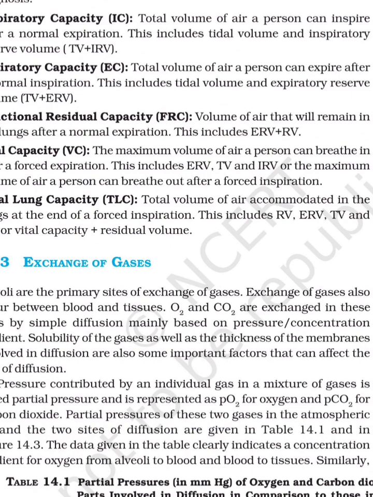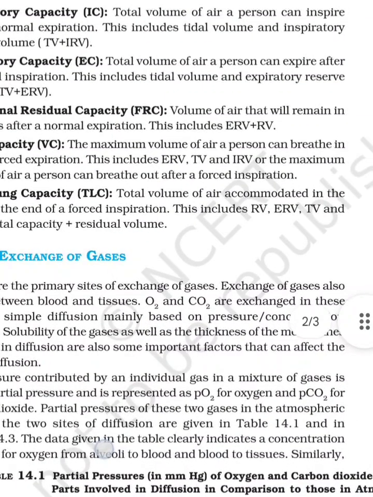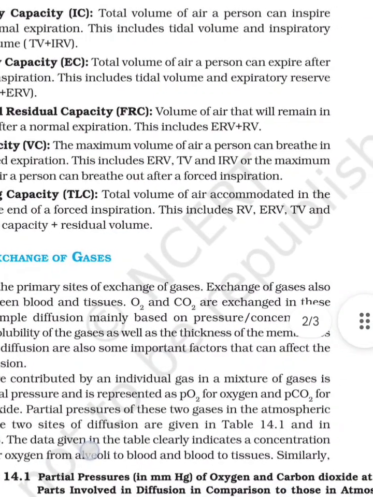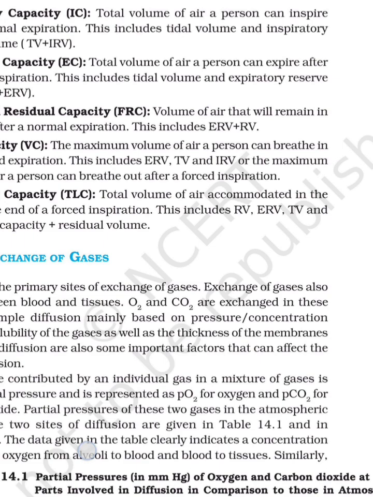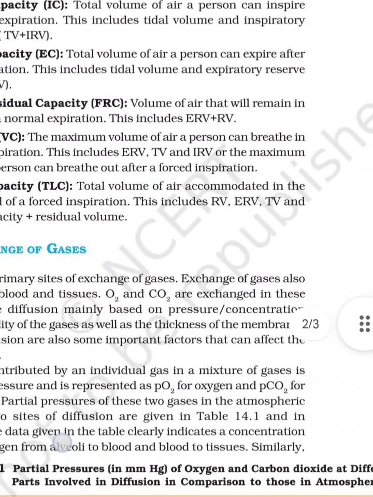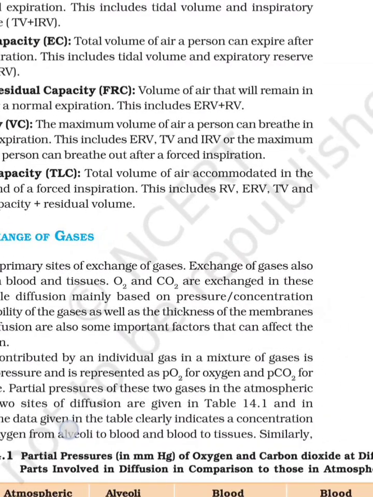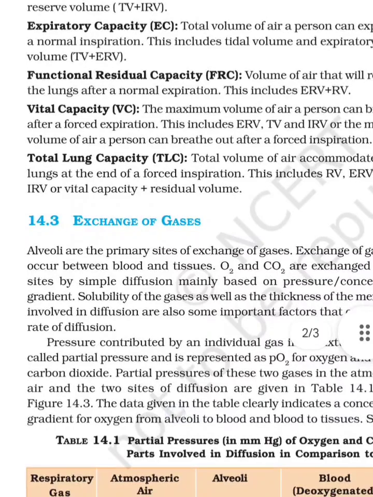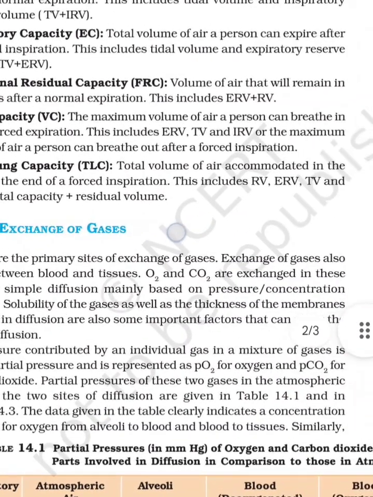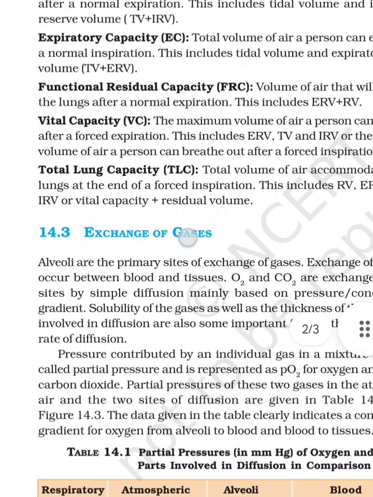Now the fifth one is total lung capacity. This is the total amount of air the lungs can hold, which will include TV, IRV and ERV as well as RV. And we can also substitute VC in place of ERV, TV and IRV, and write it as vital capacity plus residual volume.